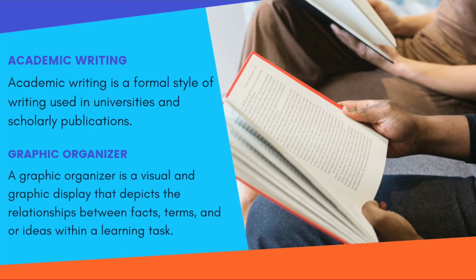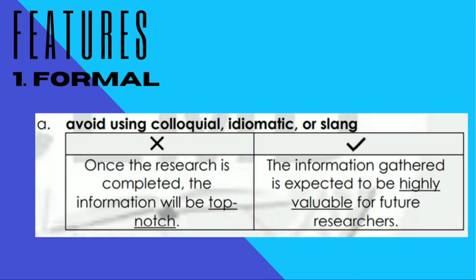What is academic writing? Academic writing is a formal style of writing used in universities and scholarly publications. A graphic organizer is a visual and graphic display that depicts the relationships between facts, terms, and/or ideas within a learning task. As a writer, you need to remember that academic writing uses words which are formal and objective. The first one is formal. It is important to be formal in writing an essay, which means your tone should not sound casual or conversational.